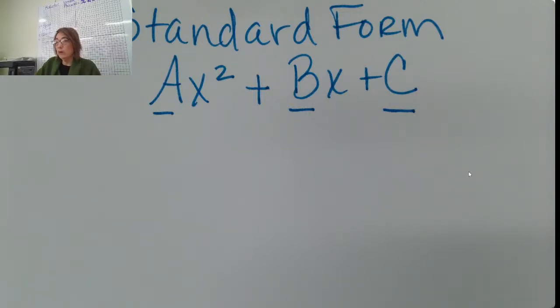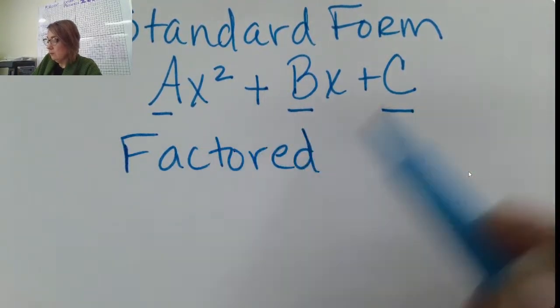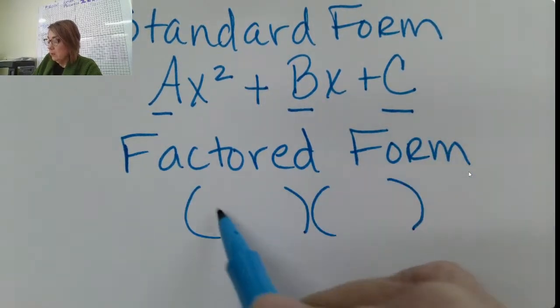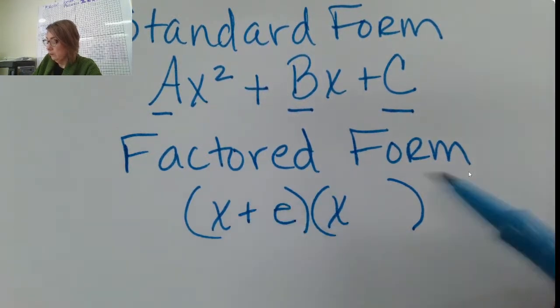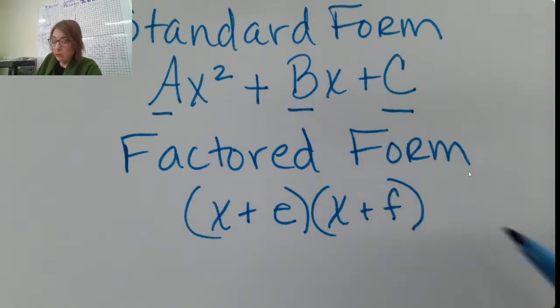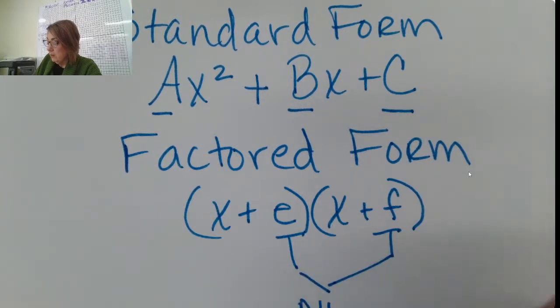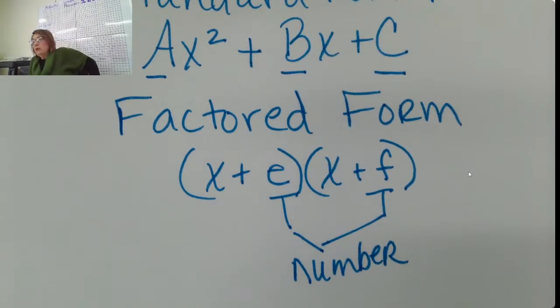Okay, now another form that we need to look at is called factored form. Factored form is when you have two binomials. I'm just making up random variables here, where the e and the f would be numbers, but the x's would be an x, possibly with a coefficient, possibly not, but it would be the x value in the front, okay? So far, so good?